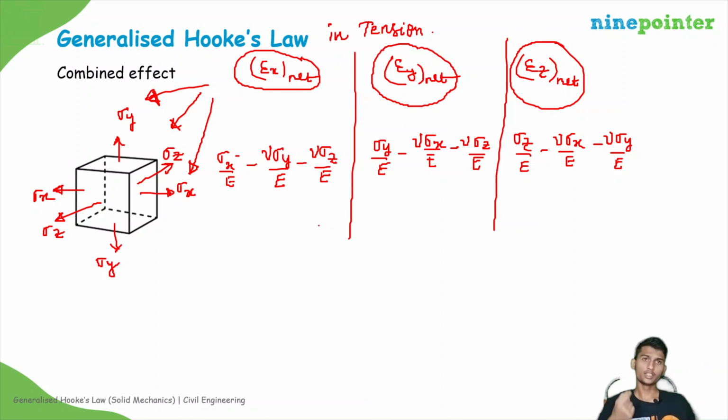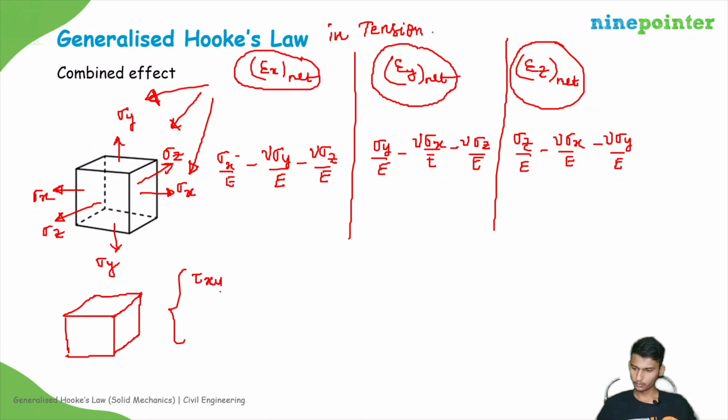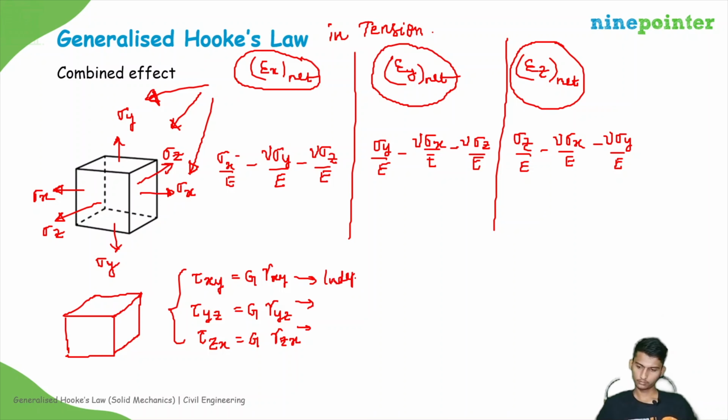Similarly, there should be generalized Hooke's law in shear. In the shear case, that is simple. In the shear case, tau xy is equal to G into gamma xy. Okay, tau yz is equal to G into gamma yz. And tau zx is equal to G into gamma zx. Because these three things are independent of each other.